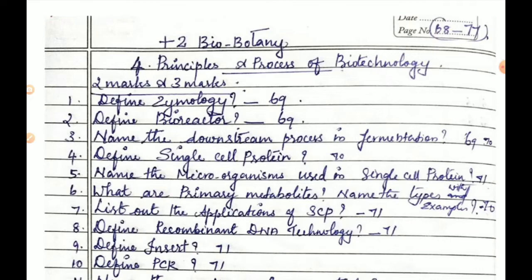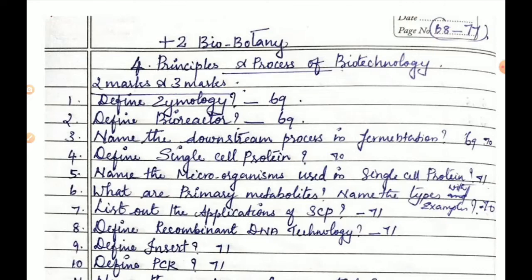The next question, define single cell protein. It's given on page number 70, under the topic 4.2.2 single cell protein. Single cell proteins are dried cells of microorganisms that are used as protein supplement in human foods and animal feed. Point number 1, single cell protein offers an unconventional but plausible solution to the protein deficiency faced by the entire humanity. Close the bracket.